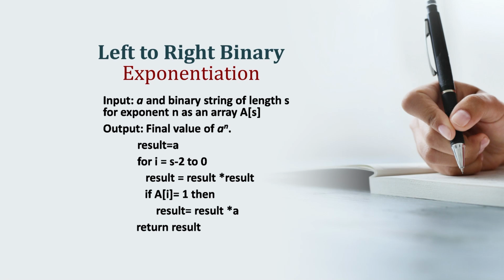So result becomes result into result. Okay, so we will be just multiplying the result first. If A1 equals 1, then the result will further be multiplied by A and we return the result, and this process continues, and finally we will be returning the result. Let's take an example and that will explain this particular algorithm.